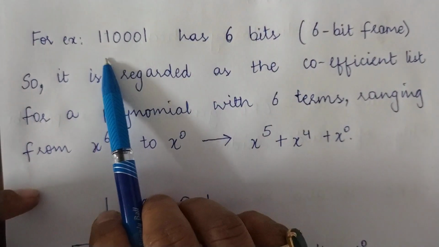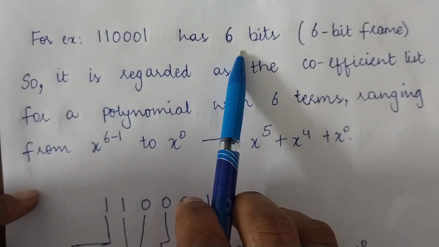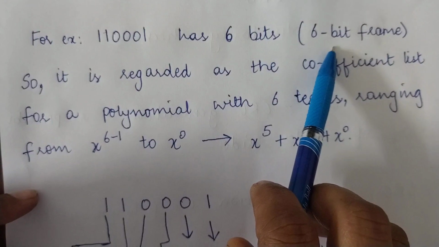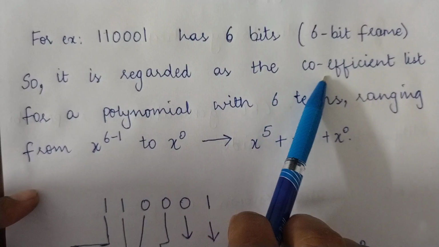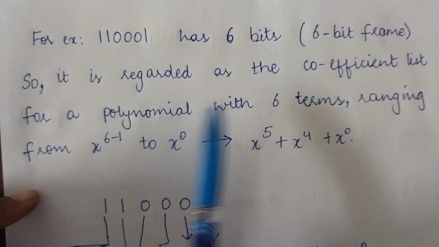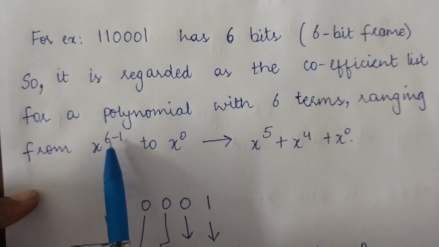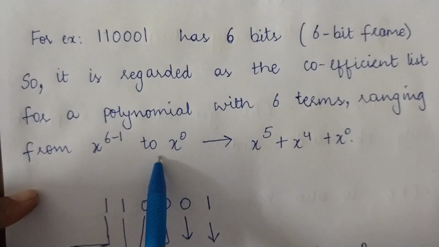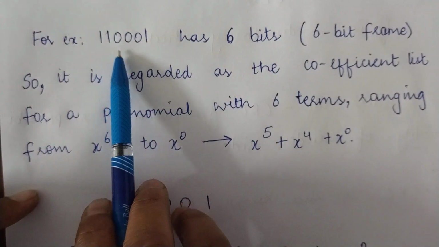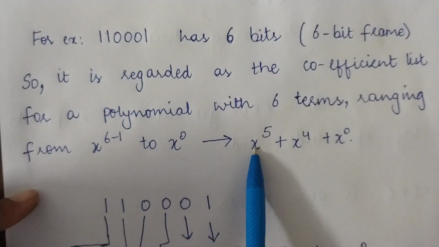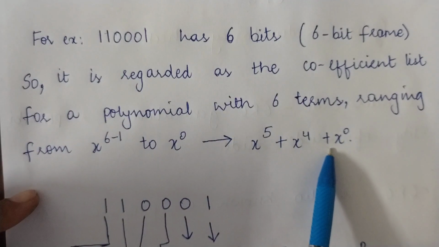Now I'll explain it through an example. For example, 110001 is a bit string. You can see that it has 6 bits. Therefore, I can call it a 6-bit frame. So this 6-bit frame is then regarded as the coefficient list for a polynomial with 6 terms, ranging from x to the power 6 minus 1 to x to the power 0, right? So if I convert it into a polynomial, it would be x to the power 5 plus x to the power 4 plus x to the power 0. How?